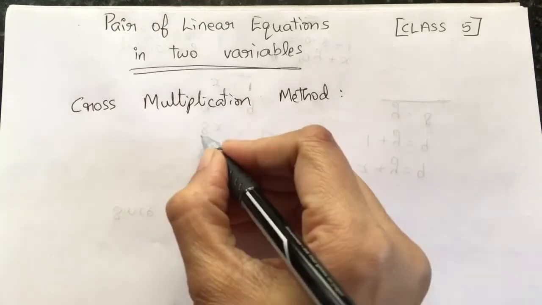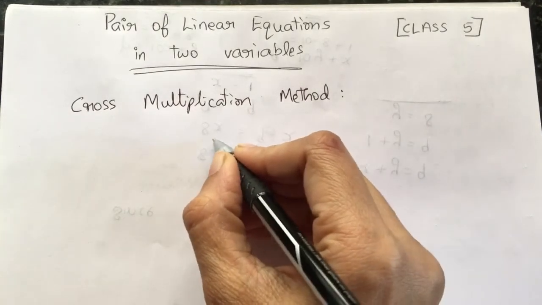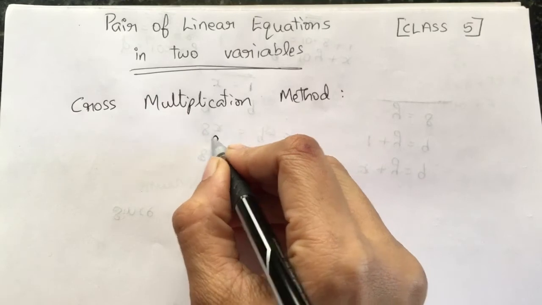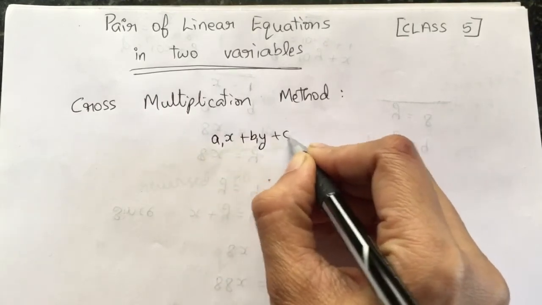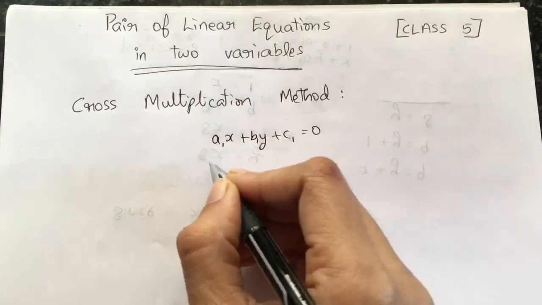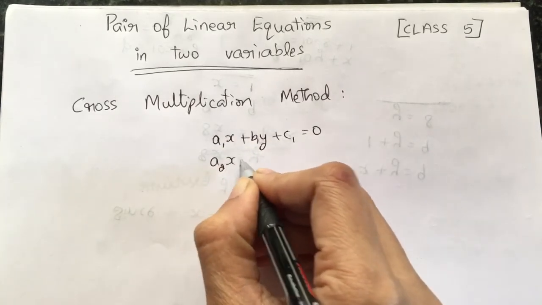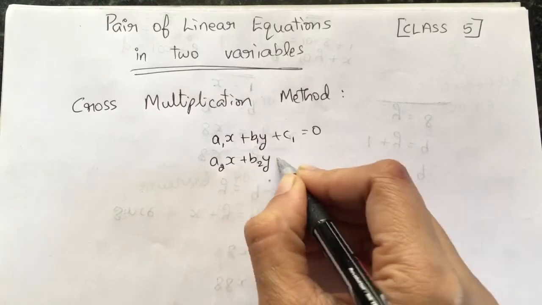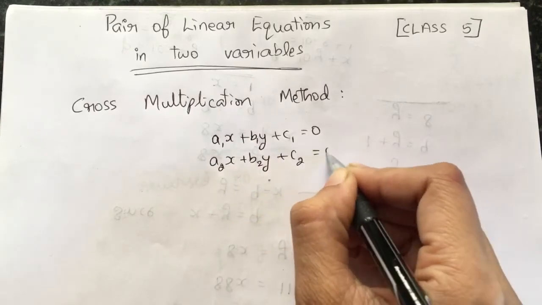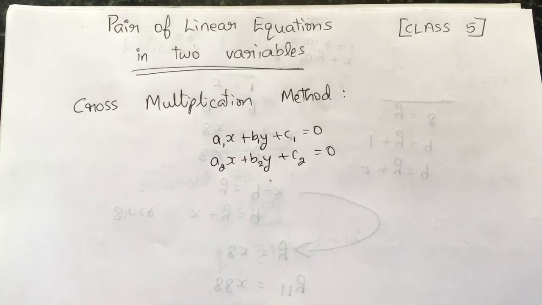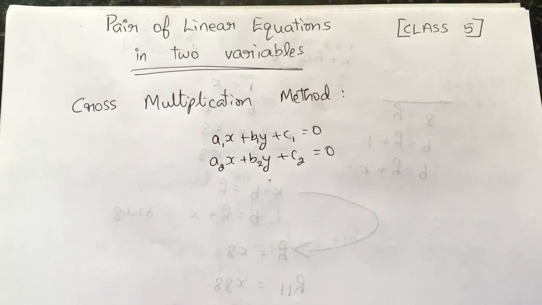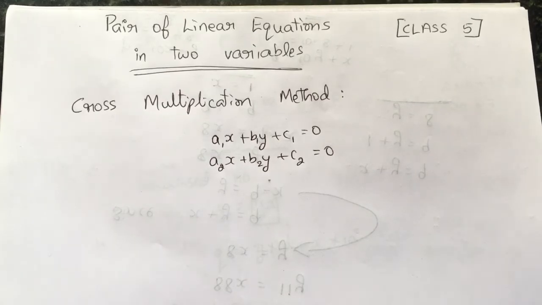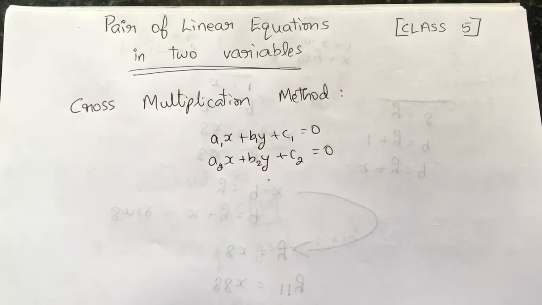Suppose you have a pair of linear equations in two variables, say a1x plus b1y plus c1 equal to 0, a2x plus b2y plus c2 equal to 0. a1, b1, c1, a2, b2, c2 are the coefficients. Now I want to have the values of x and y.